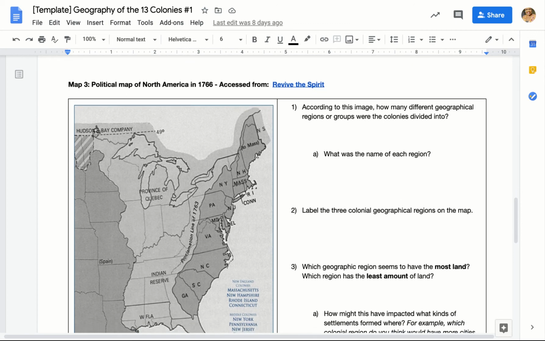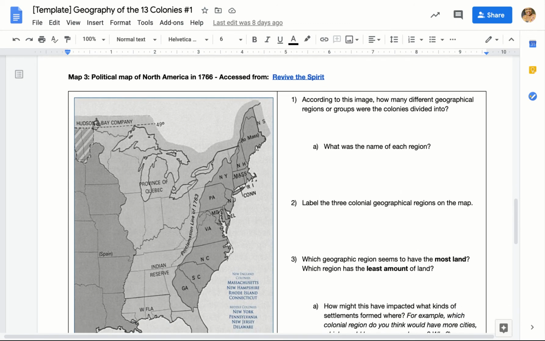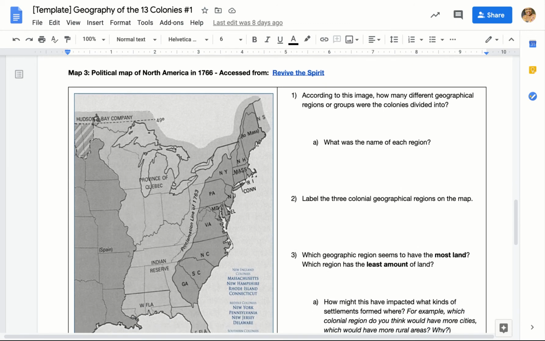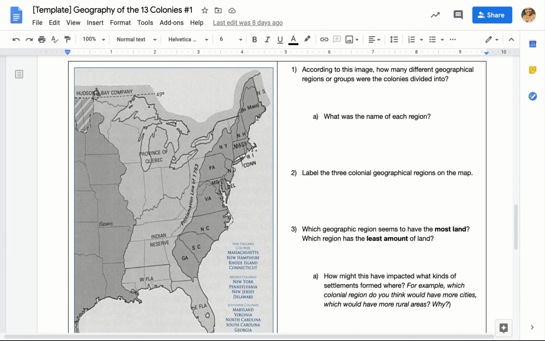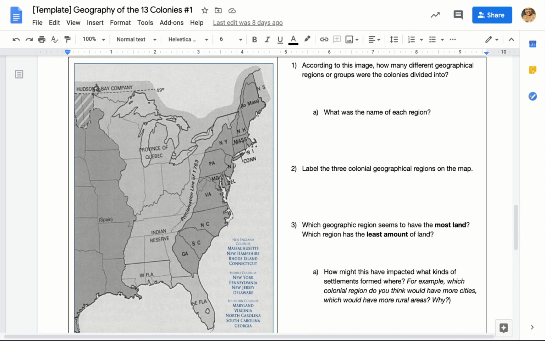Map 3 is a political map of North America in 1766, so it's a little bit more involved and in depth than map number 2. So, question number 1 on map 3 is asking, according to this image, how many different geographical regions or groups were the colonies divided into?